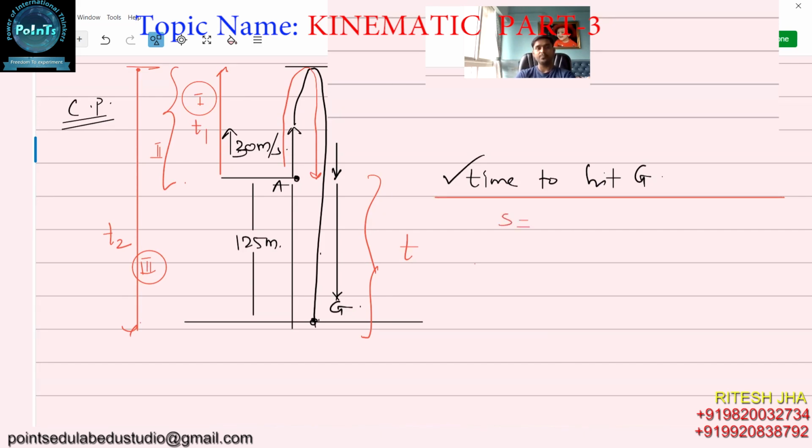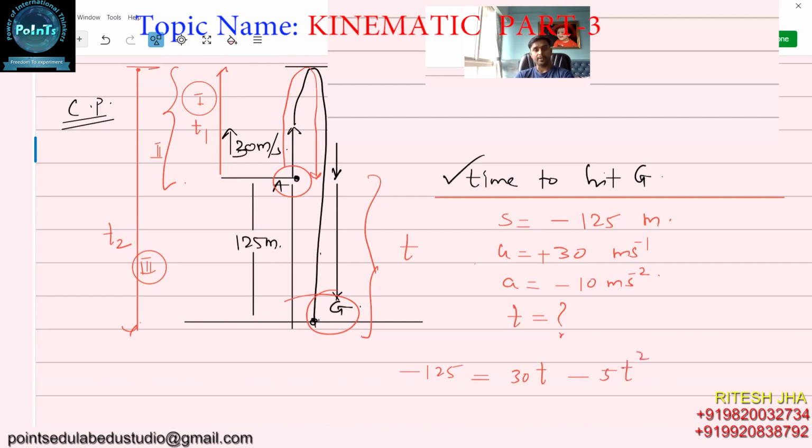S is from the initial to the final point. What is S? S is equal to minus 125. Agree? U is equal to plus 30 meters per second. A is equal to minus 10 meters per second squared. And I'm asking you time. What do I have to use? S equals UT plus half AT squared. Minus 125 equals 30T minus 5T squared. Solve this quadratic equation and we have the answer for T.